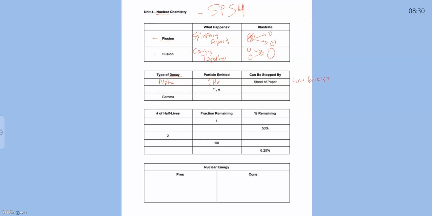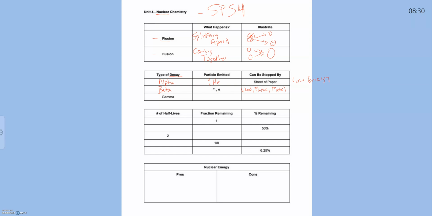Okay. The next one is called a beta decay. Beta decays give off, this is called a beta particle, but you see this e, you see this -1 charge, it's an electron essentially. And so in a beta decay, the electron is given off. They can be stopped by wood, they can be stopped by plastics, they can be stopped by metal. So slightly higher energy than the alpha particle, but still it can be stopped by just common household items.